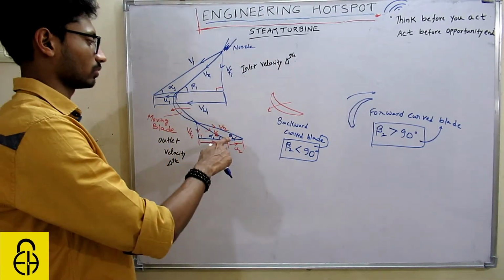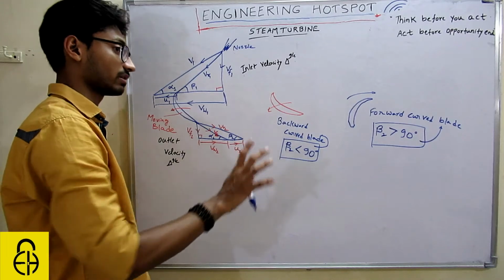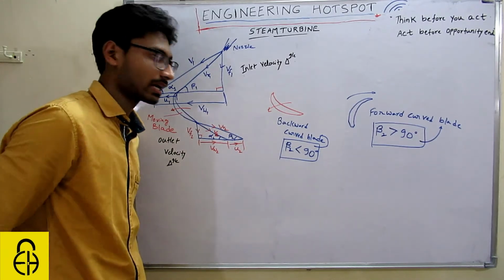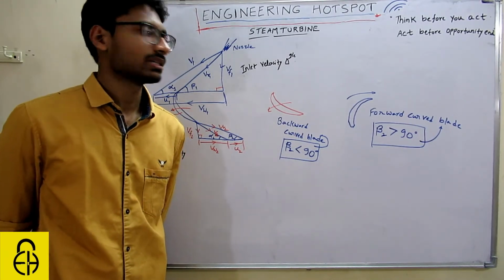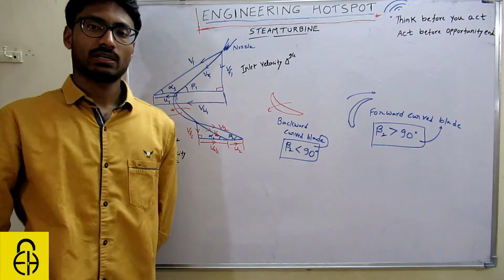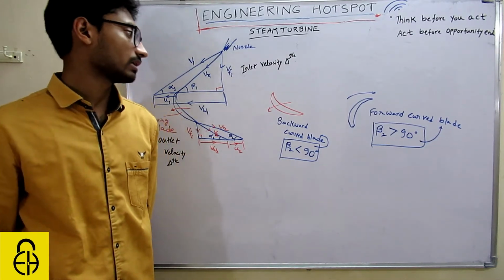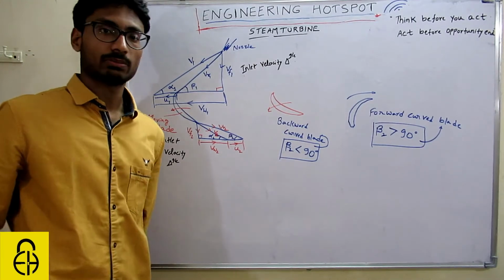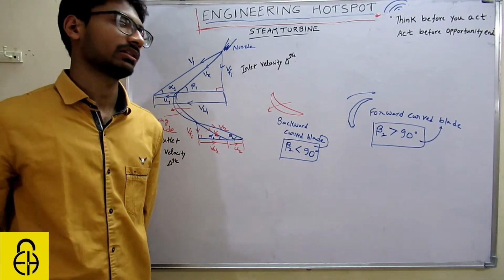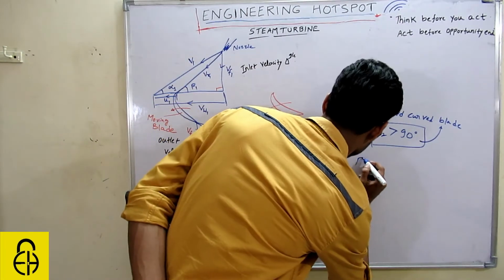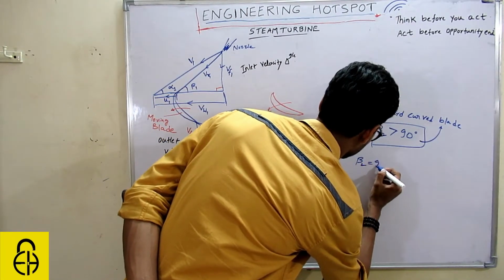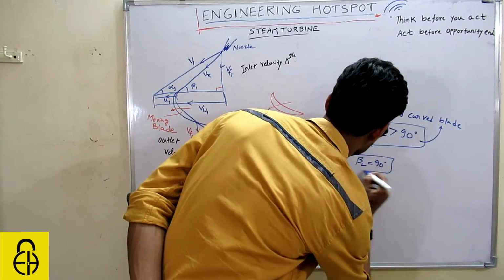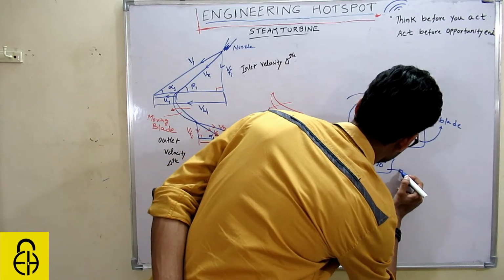Remember, this beta 2 is the outlet blade angle. If the outlet blade angle is less than 90 degree, then it's a backward curved blade. If the outlet blade angle is greater than 90 degree, then it's called a forward curved blade. And if beta 2 is equal to 90 degree, then it's called a radial blade.